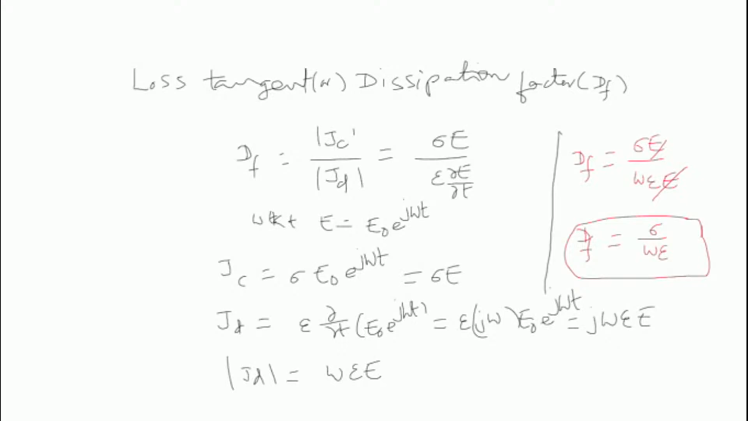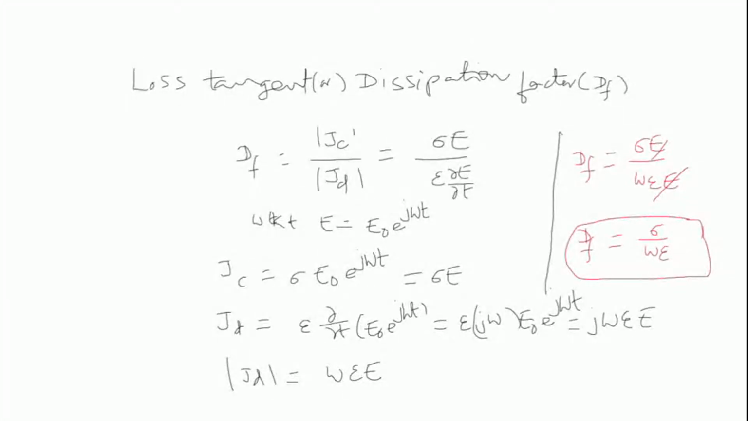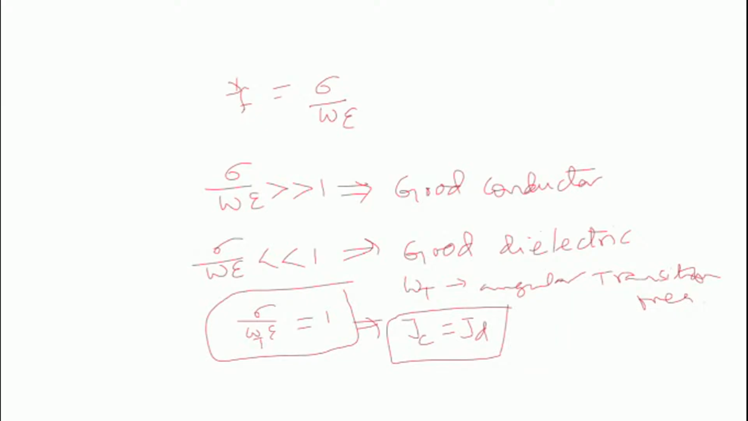Next, we discussed the loss tangent. It is defined as the ratio of the magnitude of the conduction current density to the displacement current density. Finally, we got this dissipation factor as sigma by omega epsilon. What is the importance of this? If sigma by omega epsilon is greater than 1, the material or medium is treated as a good conductor. If it is less than 1, then the material or medium is treated as a good dielectric.